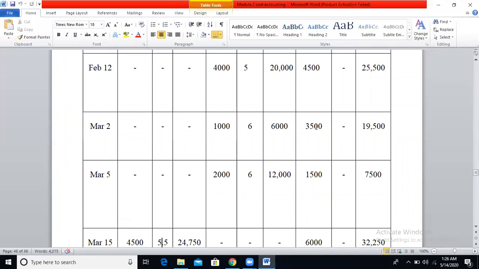So from the quantity, you have to deduct the quantity if you made the issue. 3,500 minus 2,000, you will get 1,500. And from the total, that is 19,500 minus 12,000, you will get 7,500.